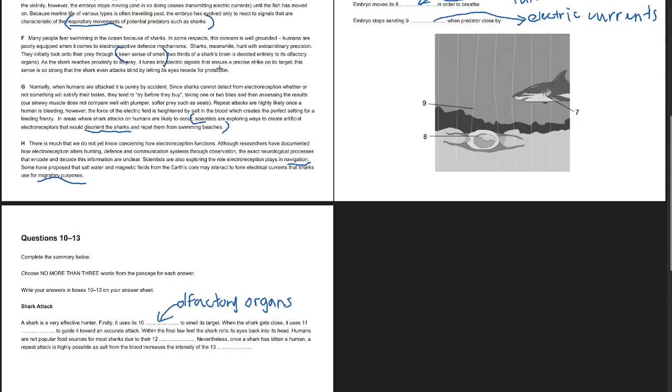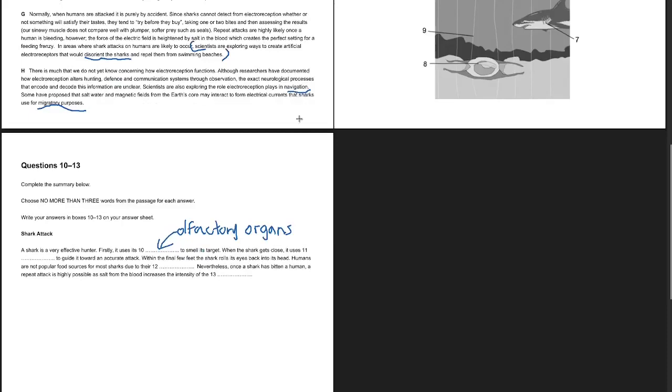So here, as the shark reaches proximity to its prey, it tunes into electric signals that ensure a precise strike on its target. So here, when the shark gets close, it uses electric signals to guide it towards an accurate attack. So this one is electric signals.